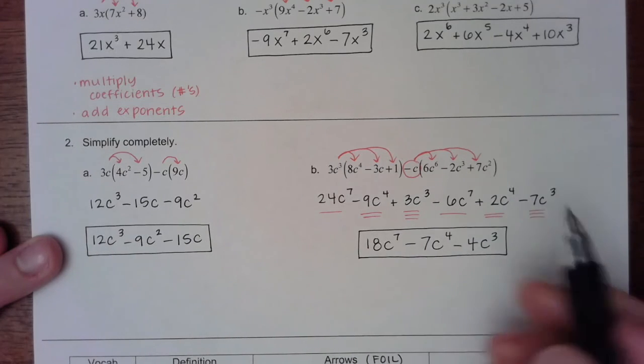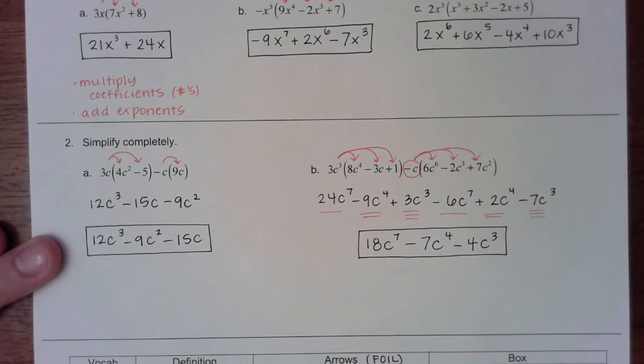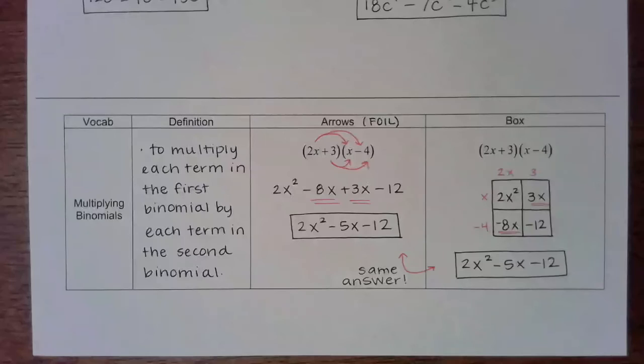I can't combine anything else together because remember, you can only combine like terms when the variables have the same exponents, and all of these 3 exponents are different.